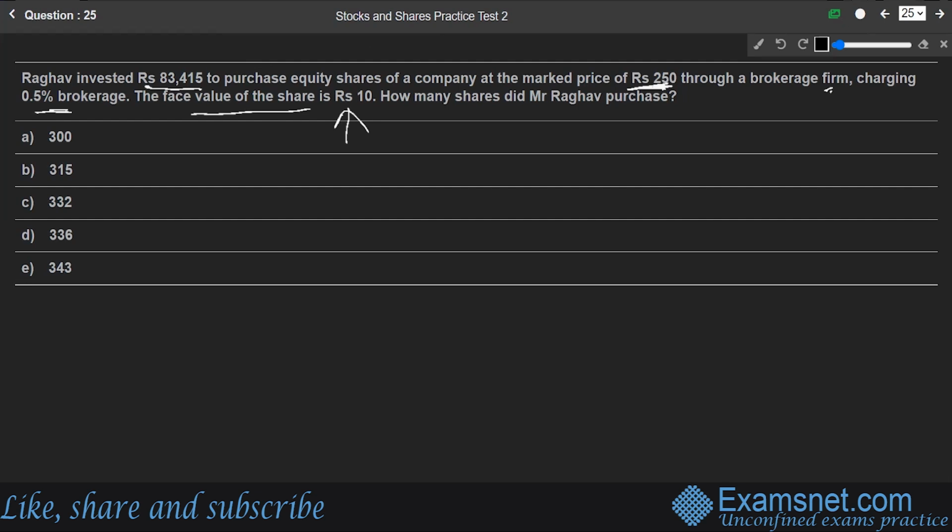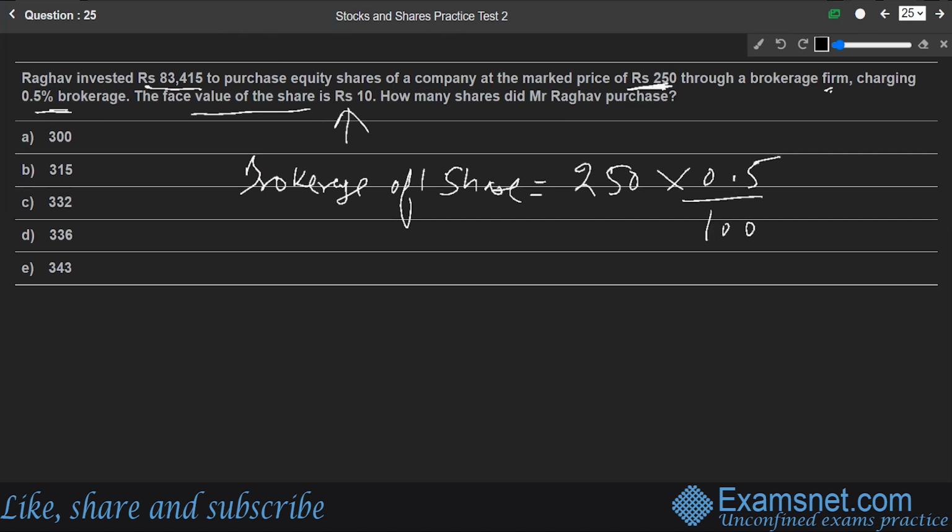So let us do it. First of all, he says there is a 0.5% brokerage. So the brokerage on one share is 0.5% of the value of the share, which is 250 rupees. So 0.5% of 250 we have to find out. So 250 into 0.5 by 100. We can cut down this 0 and this 100 there. If you solve this further, this value comes out to be 1.25 rupees. So this much is the brokerage on each share to be given.